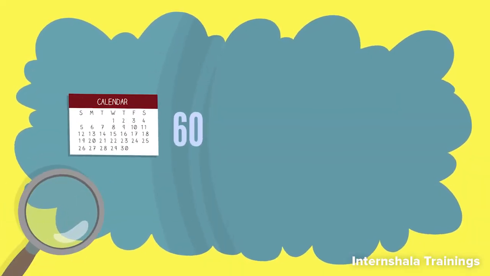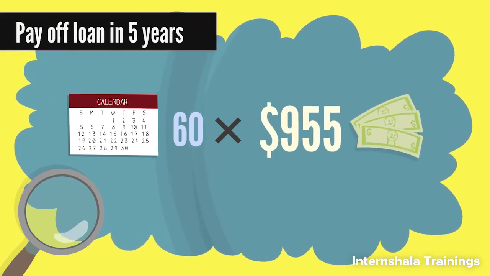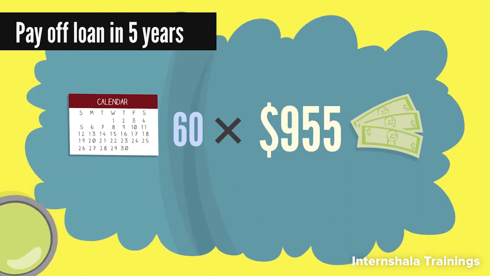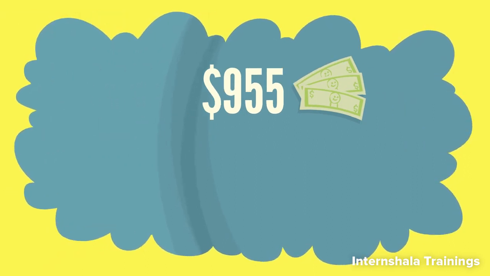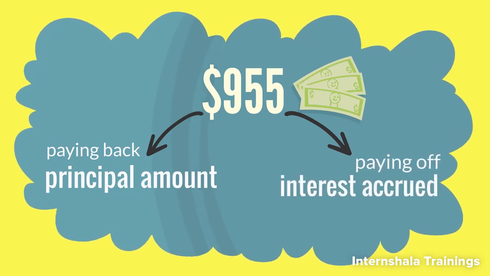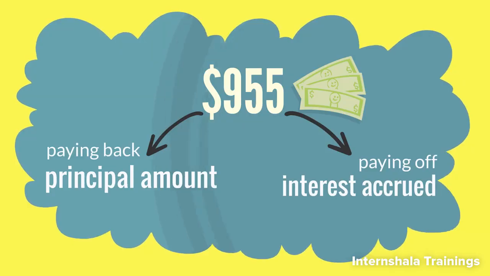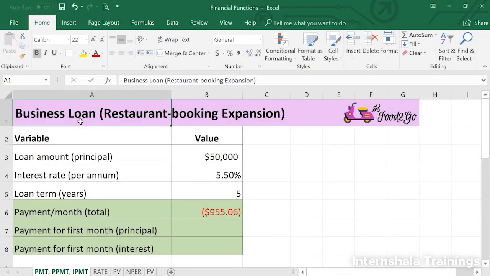We just found out that Ishan would have to make 60 constant monthly payments of $955 over 5 years in order to pay off his loan. A part of these monthly payments will go towards paying off the principal loan amount, while the rest goes towards paying off the interest accrued. To find out how Ishan's monthly payments are broken down, we can use the PPMT and IPMT functions.